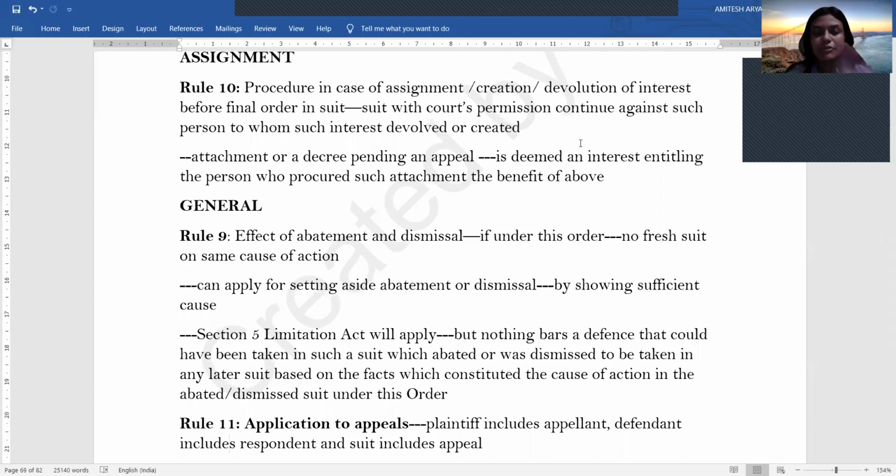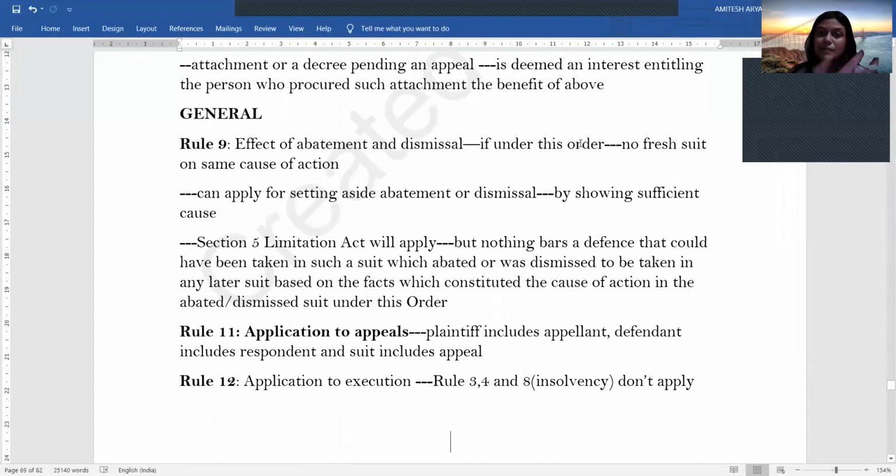Now we'll see the general rules that affect all of them. Rule number 9 is saying what is the effect of abatement and dismissal under this order. If there is an abatement or dismissal under this order, no fresh suit will lie on the same cause of action. However, the person can apply for setting aside such abatement or dismissal by showing sufficient cause. Rule number 11 says that this order will also be applicable in the case of an appeal. There, instead of plaintiff, you substitute appellant; in the case of a defendant, respondent; and instead of a suit, you include an appeal. And rule number 12 says that this order applies in the case of execution also. However, rules 3, 4, and 8 will not apply.